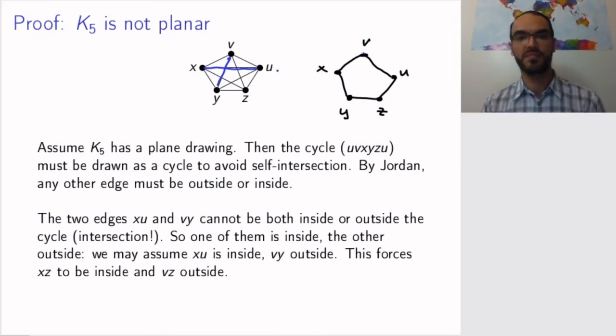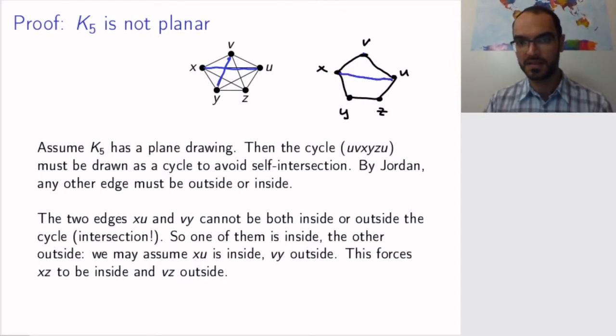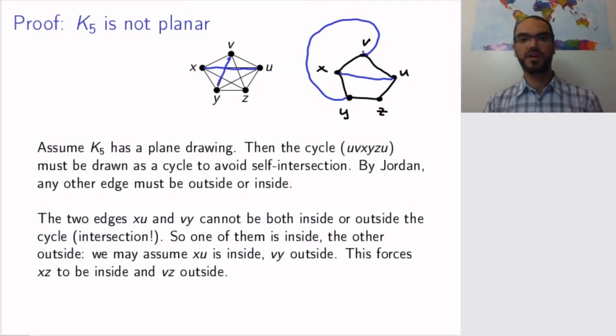So what has to happen is that one of them has to be drawn on the inside and one of them has to be drawn on the outside. Without loss of generality, let's assume that XU is drawn on the inside and then VY must be drawn on the outside. If it's the other way around, you can use the exact same argument, with one of them on the inside, one of them on the outside. So let's make this choice.